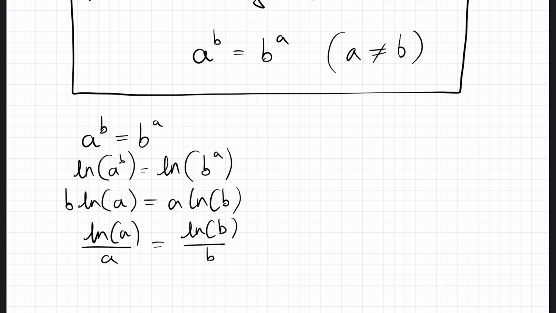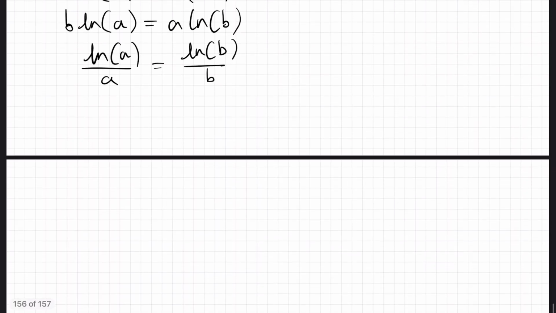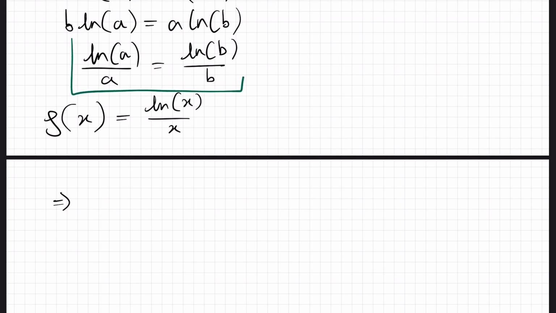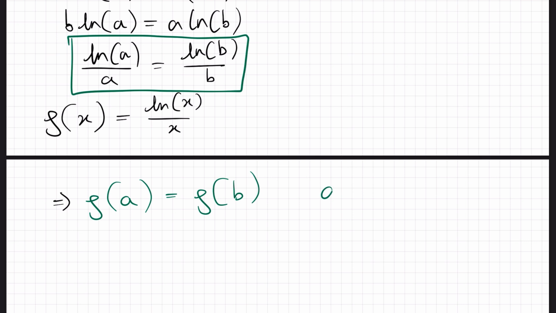And now we have a and b as separate things, on separate sides. And you can see they're also both in the same form, which is convenient because now, let's define a function f of x equal to ln x over x. And you might be able to see where I'm going with this. Essentially what we're trying to do is find a value of f of a which is equal to f of b, such that a is not equal to b, just like that.